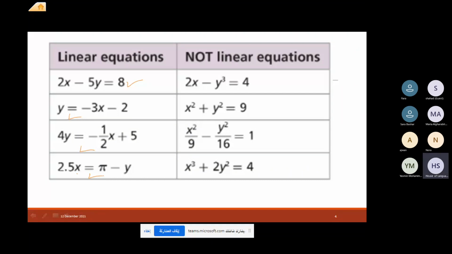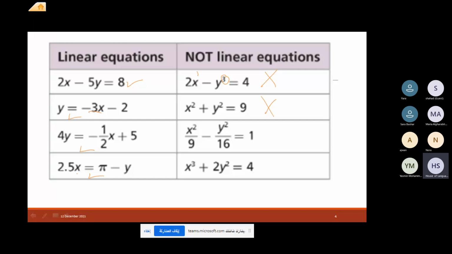Look at the power of x. What is the power of x? 1. And power of y? If both of them are 1, so it's linear. Okay, look at the second one here. What is the power of x? 1. Power of y? 3. They are not both 1, 1. They are 1 and 3. So is it linear? No. The second one, what is the power of x? Y? Is it linear? Yes. And it must be 1, 1. Yes, only 1. Bravo. That's it.